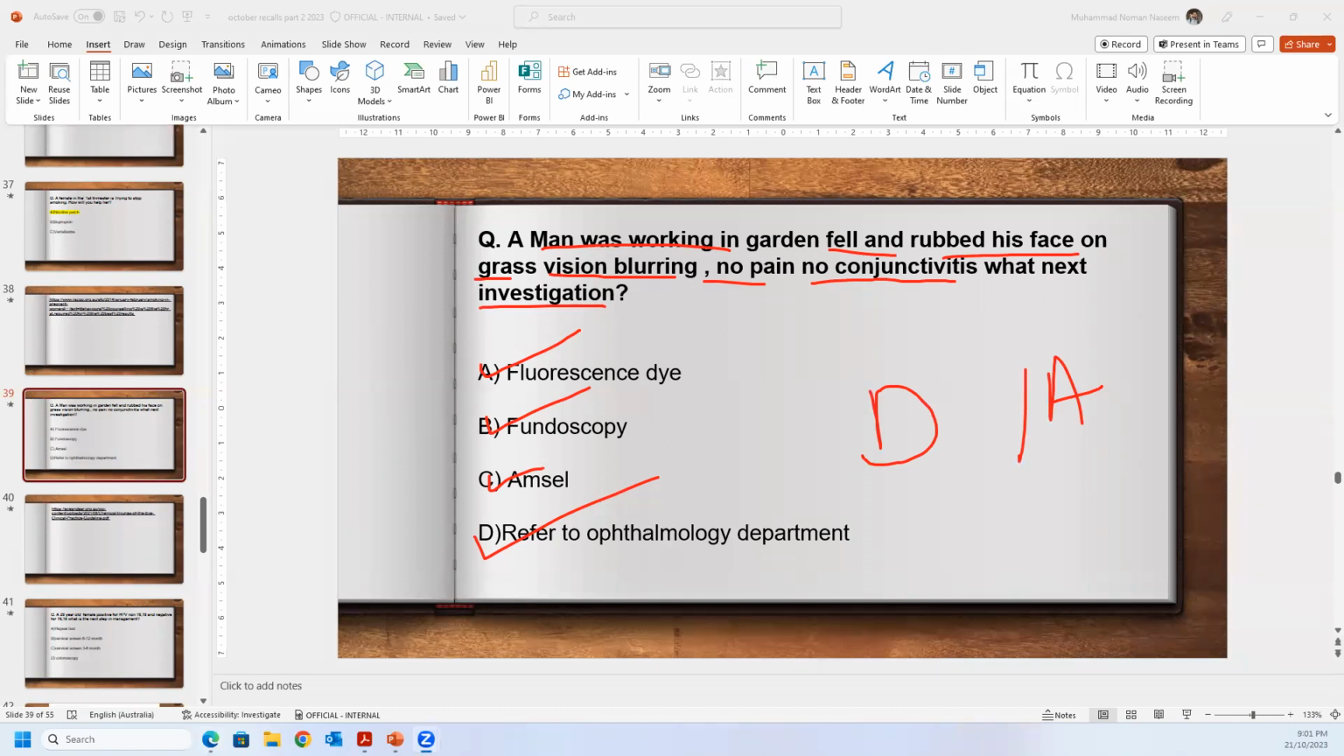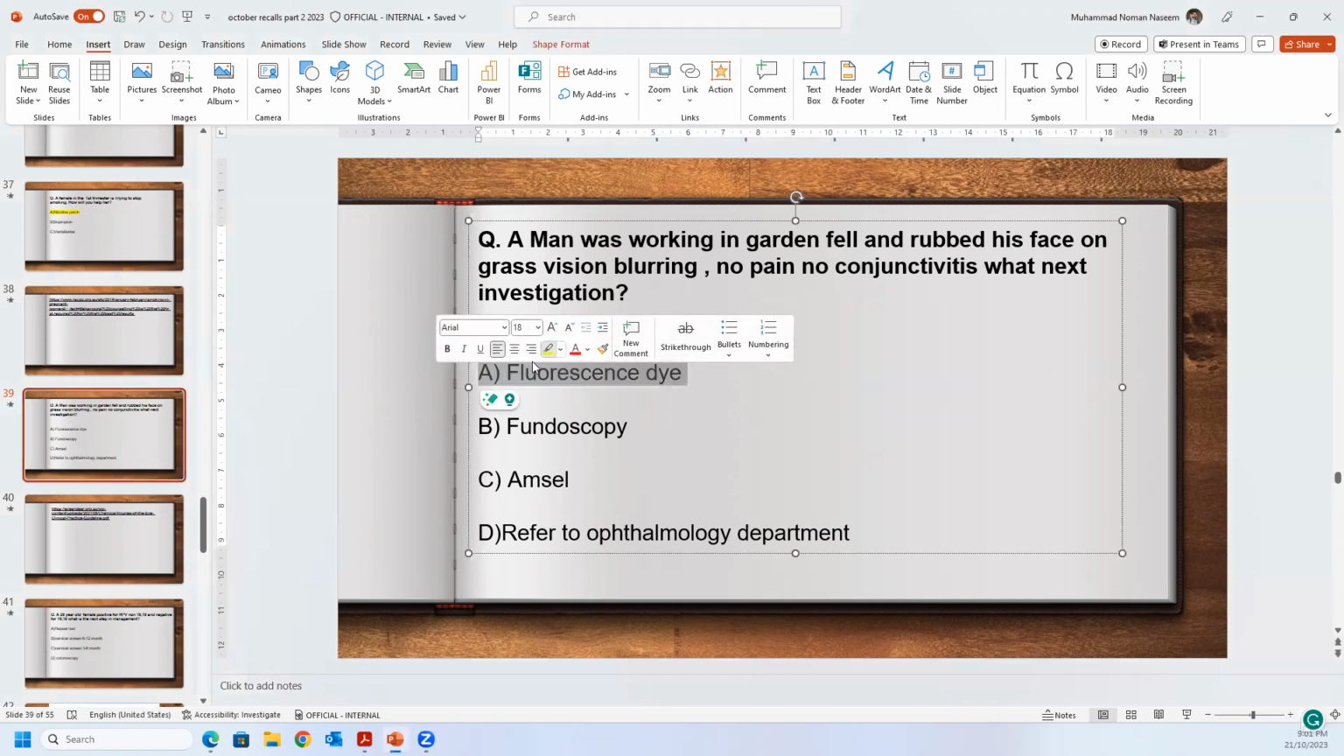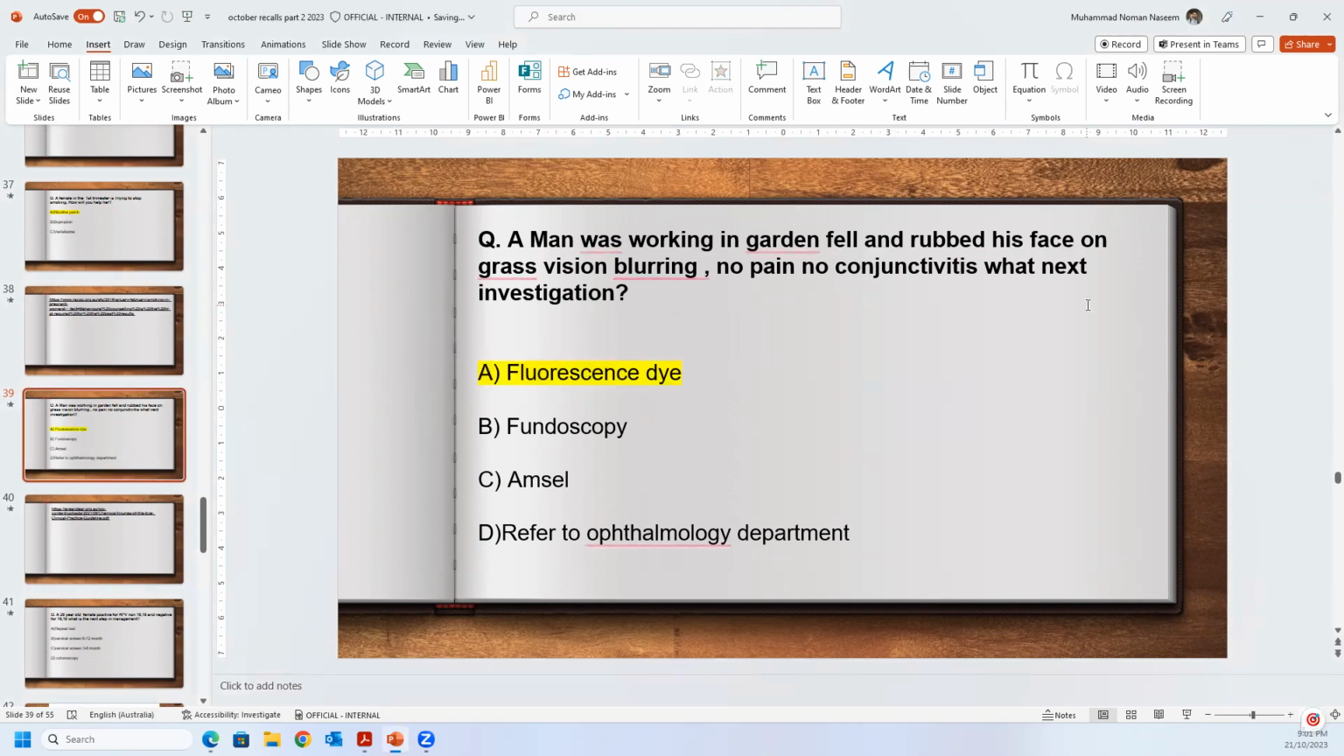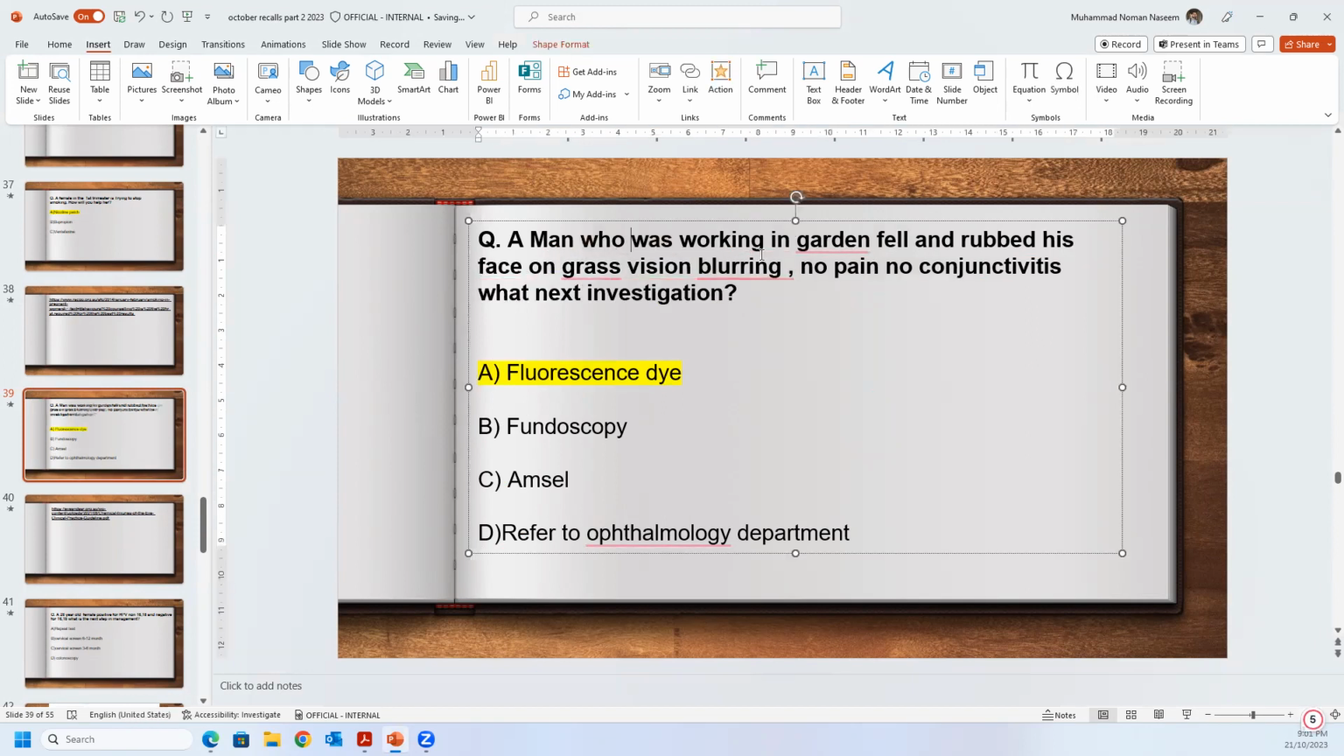What we usually do in the emergency department, if a patient is coming with a foreign body in the eye, is we do a full eye examination, with visual acuity, with the slit lamp, with the fluorescein dye. If we find a corneal abrasion or a foreign body, we refer the patient to the ophthalmologist urgently.